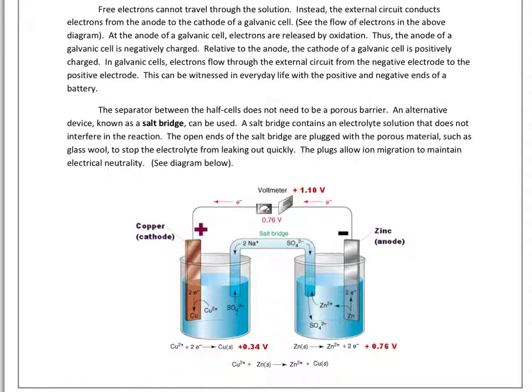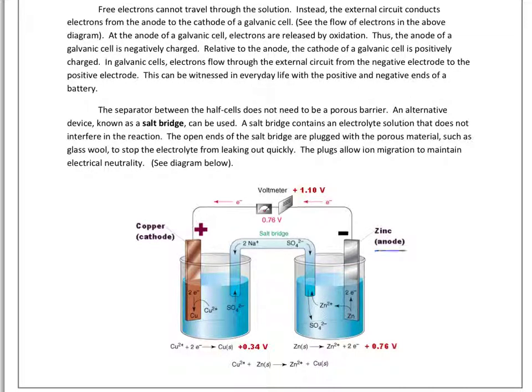Free electrons cannot travel through the solution. Instead, the electrons have to travel through the external circuit that connects the two electrodes. Notice from the picture on the bottom that the electrons are flowing from the anode to the cathode. So we have the anode, and the electrons are moving towards the cathode. This will always be the case, so you can memorize that. But let's explain why that is always the case.